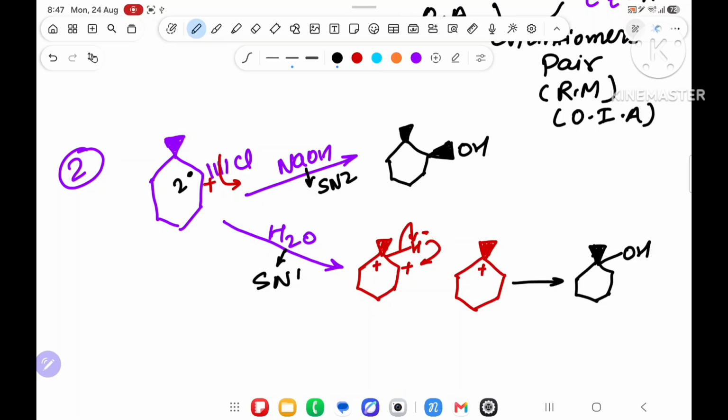Sir, over here wedge and dash will not happen. No, because someone is already sitting on the wedge position. So if no one is sitting on the wedge, then the wedge-dash product with OH will come. I hope you understood what I am trying to explain regarding this. So the second method of preparation is also done from alkyl halide.